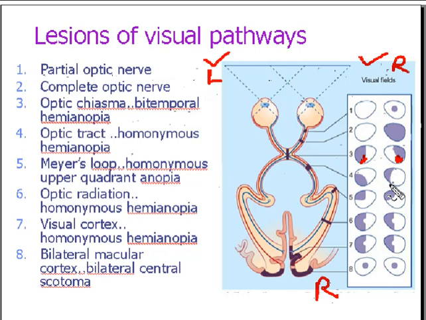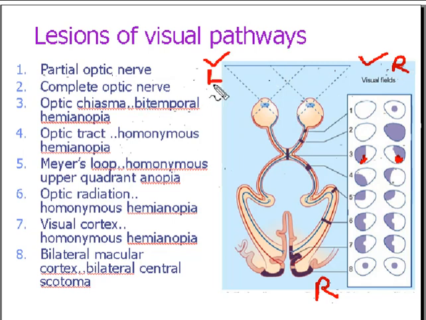So this is called homonymous hemianopia. Homonymous means the same field of vision. So here we are saying the left field of vision, so that's why it's called homonymous. In the upper one, it was left on one side, right on the other, so we would call it heteronymous.